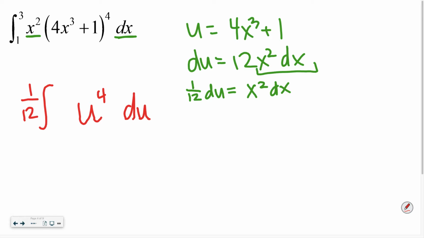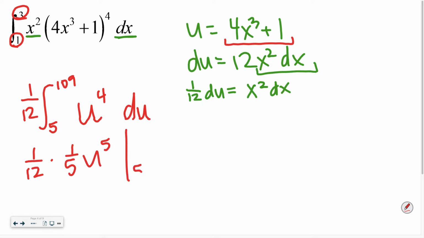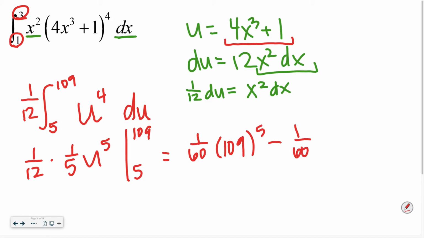Okay? So if our x value is 1, then that would make our u 5. And if our x value is 3, you're going to have to help me out. 3 cubed times 4 plus 1. Oh, you guys are way ahead of me, huh? Okay. So we have 1/12 times 1/5 u to the 5th, evaluated from 5 to 109. So we have 1/60th times 109 to the 5th, minus 1/60th times 5. Yes, that's got to be a big number. What do we get?